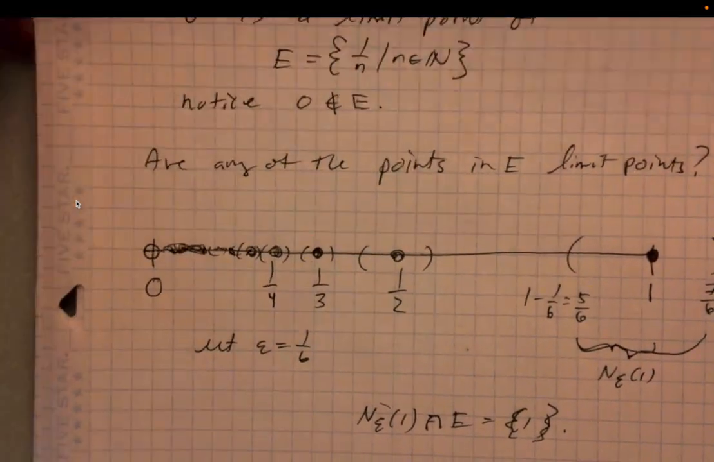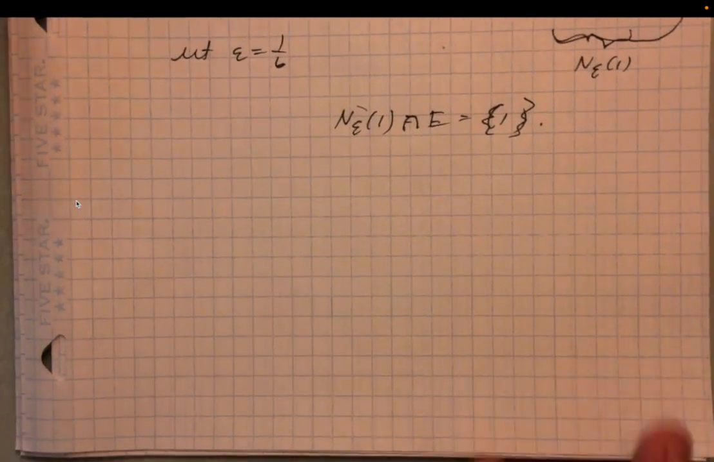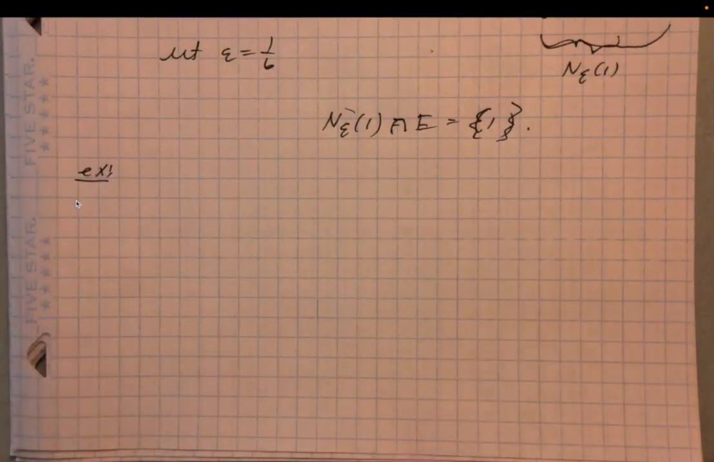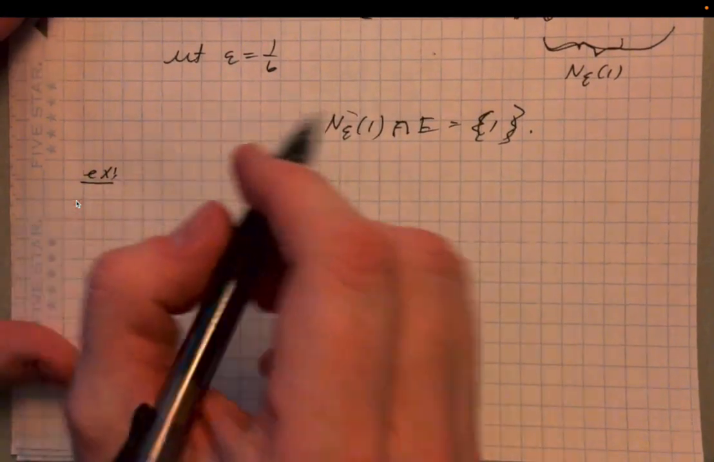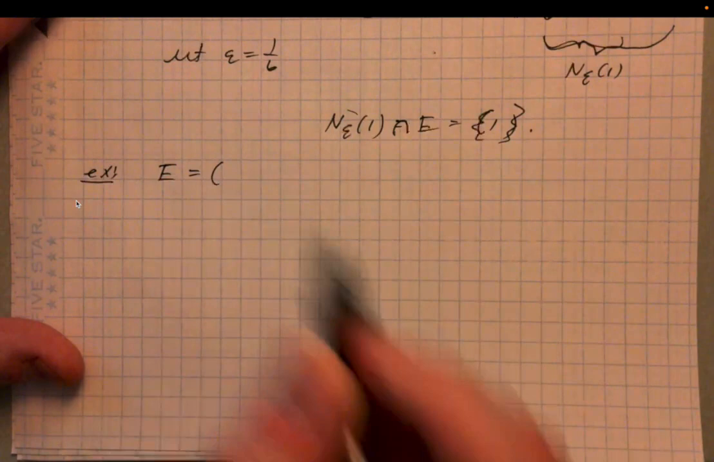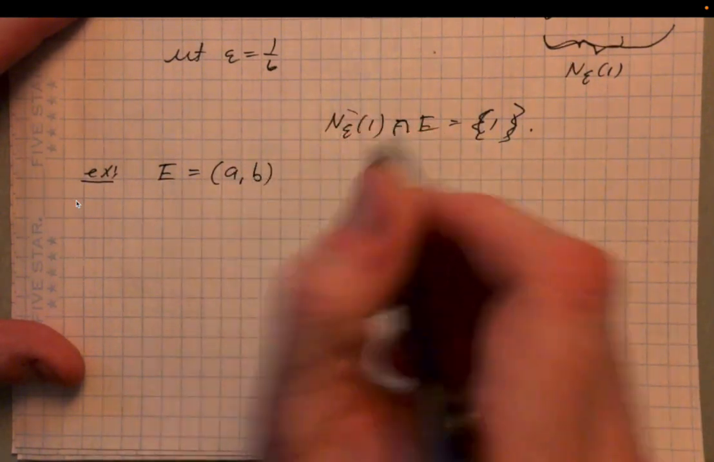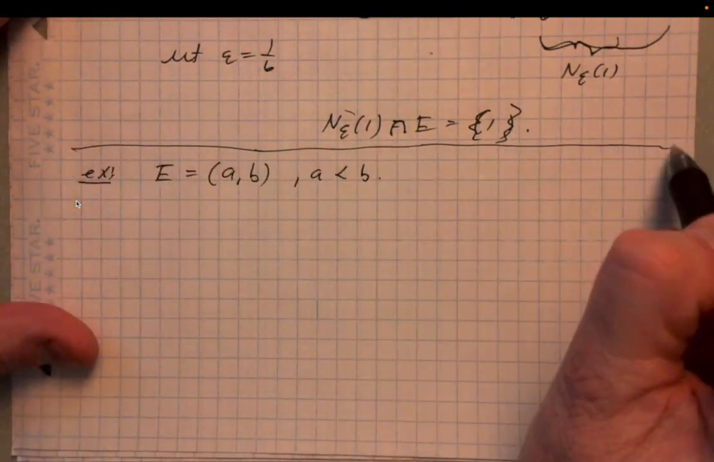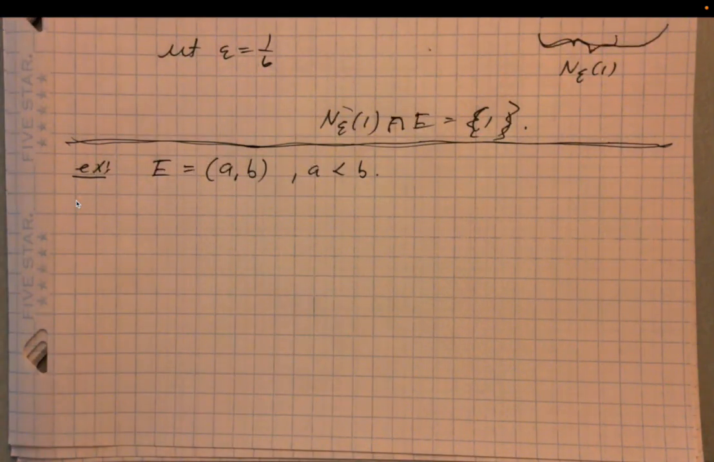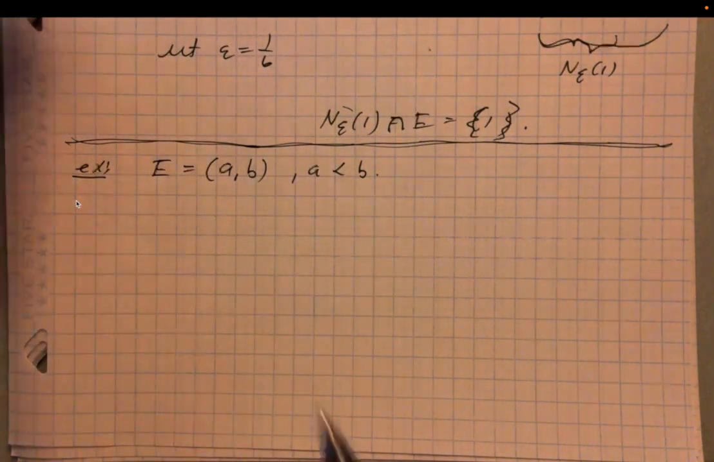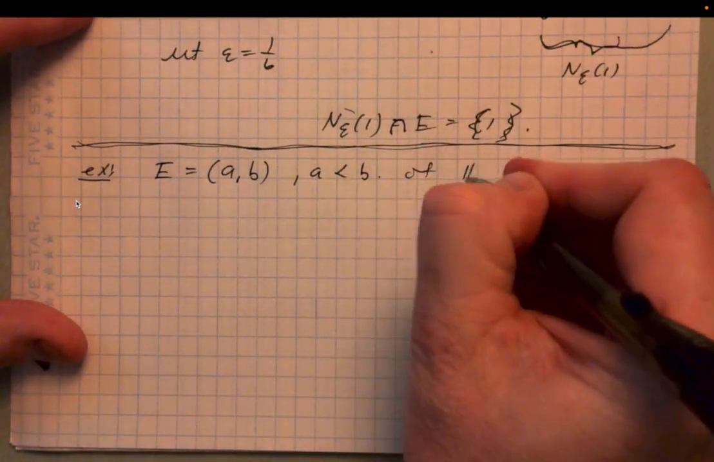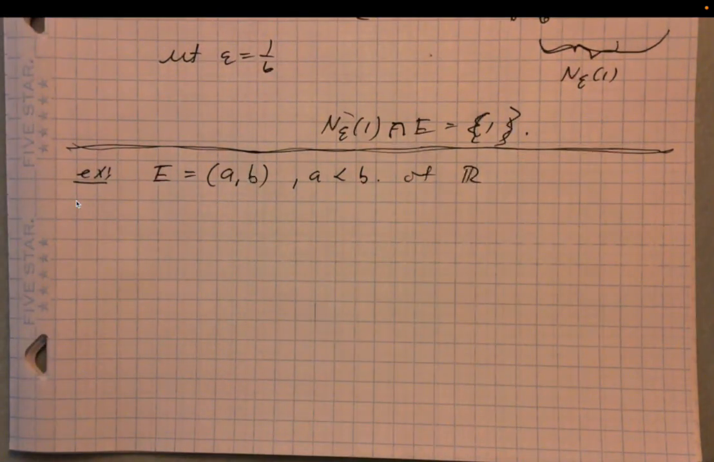Let's take a look at another example here. Examples are so important in math classes. You really have to see lots of examples. Let's let E equal the interval (a, b), where a is less than b. So here we've just got an arbitrary open interval (a, b). Now, what happens in the case of an interval like this of real numbers? So an open interval on R.